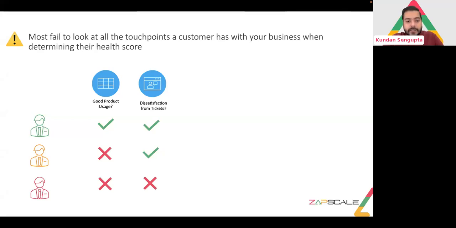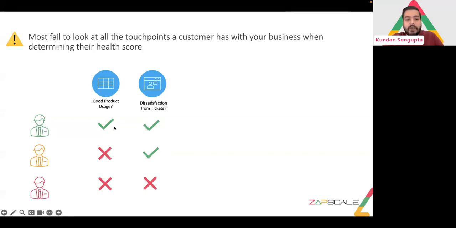So imagine we are looking at a few customers and we are trying to determine which customer is doing good, which customer is not doing good. And we are just looking at, let's say, is their product usage good? And is there any dissatisfaction that we can sense from the number of tickets that they're raising with us day on day, week on week?